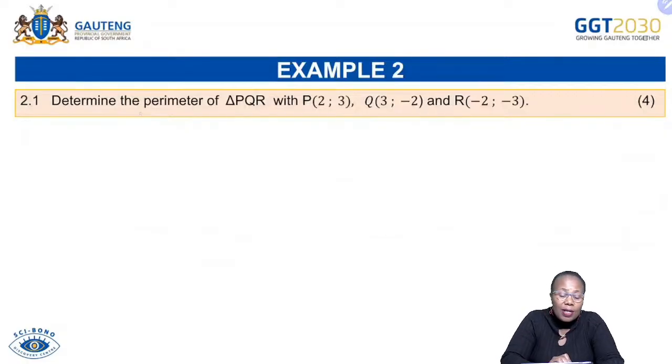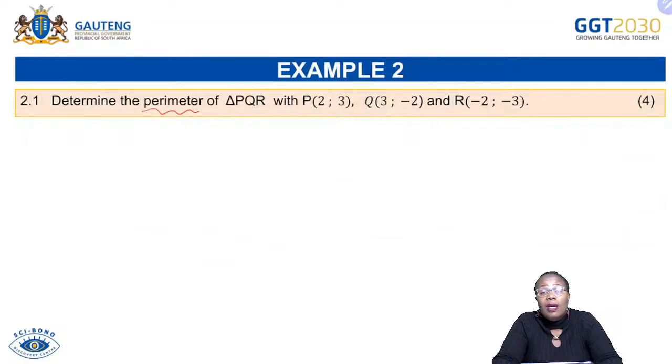And then you need to understand what perimeter is. Perimeter is the distance around the shape. So now we want the distance around triangle PQR. And then we are given the coordinates: P is (2, 3), and then Q is (3, -2), and then R is (-2, 3).